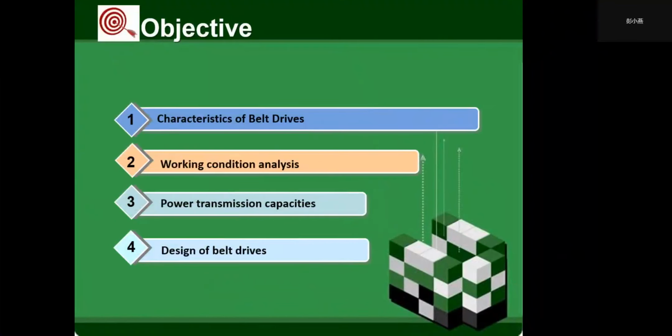There are 4 goals for this chapter: to master the characteristics of belt drives, the working condition analysis and power transmission capacities, and then do the design of belt drives.